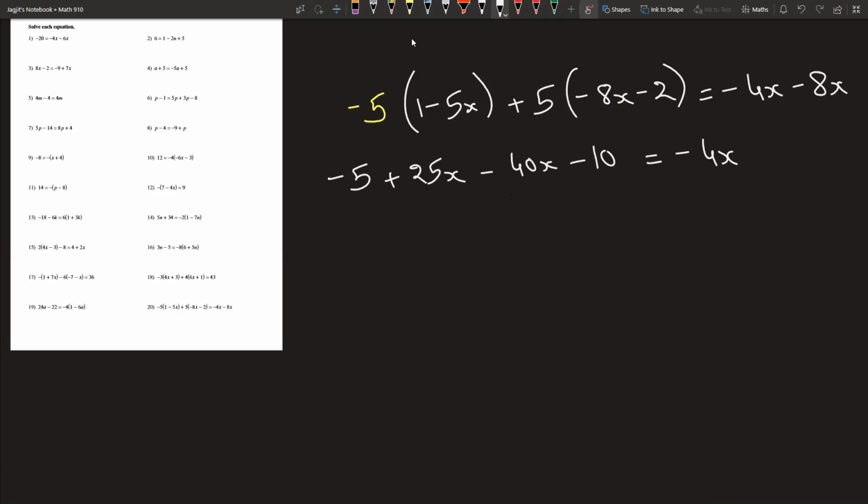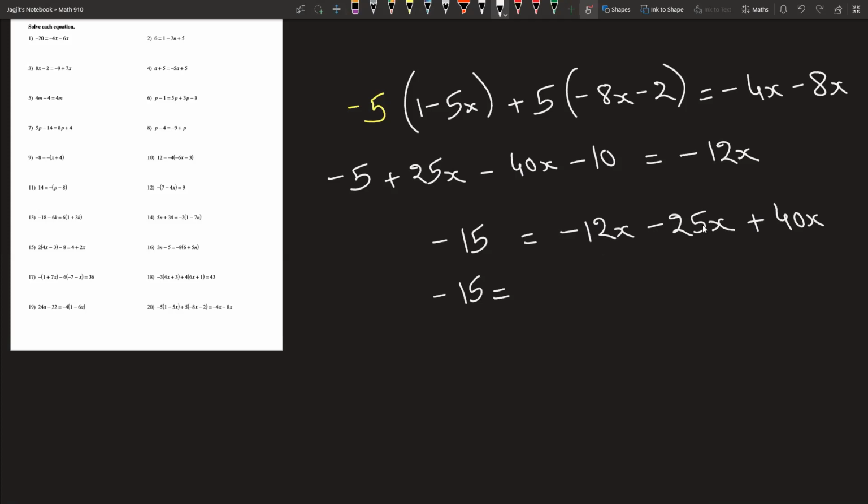Now, what's minus 4x minus 8x? Well, that's minus 12x, correct? We can just combine them and write them as minus 12x. Now, we got to bring all the x terms together, okay? And leave the numbers on the other side. Now, this minus 5 minus 10 is minus 15. And what I'm going to do is, this is minus 12x. This is 25x. When 25x goes to the other side, it becomes minus 25x. This is minus 40x. When it goes to the other side, it becomes plus 40x. So this is minus 15.